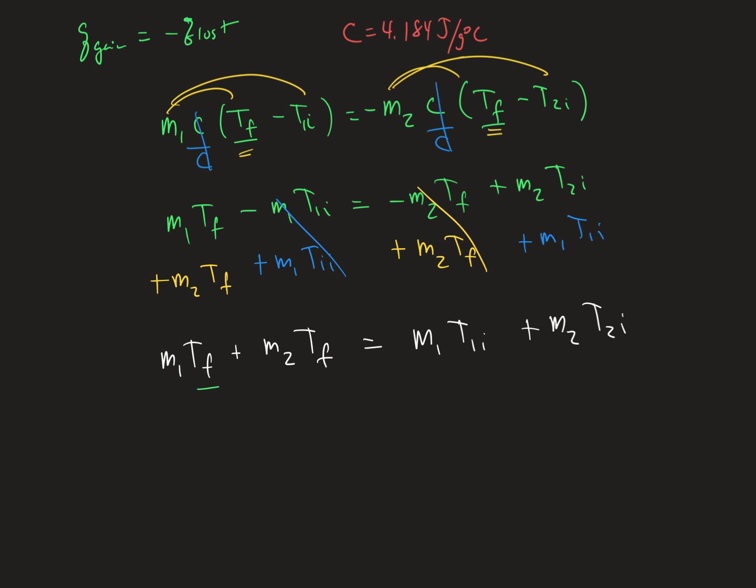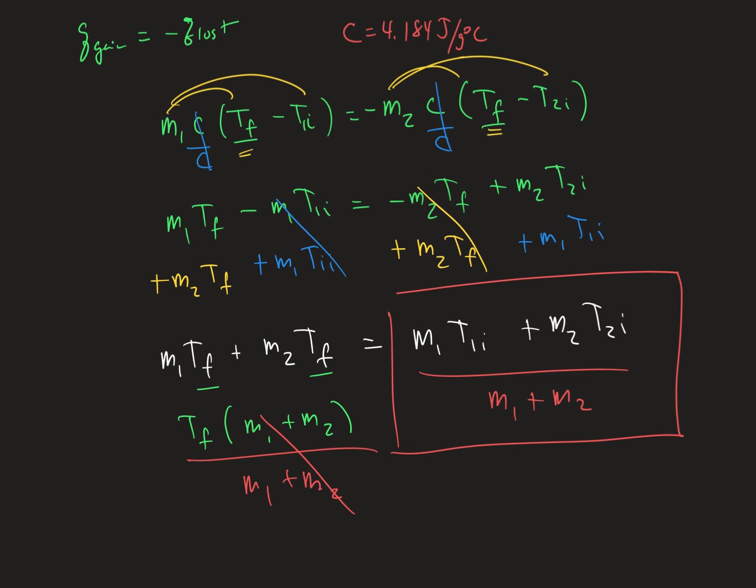All right, so we can factor out a TF, yeah? M1 plus M2. That side stays the same. So now let's divide both sides by M1 plus M2. And this is my TF. There's my formula. And now I could just plug and chug. Any questions on that?